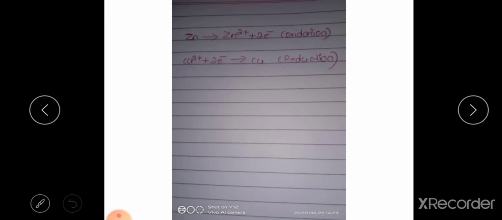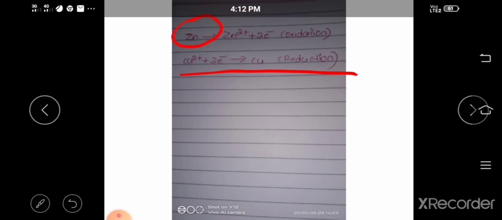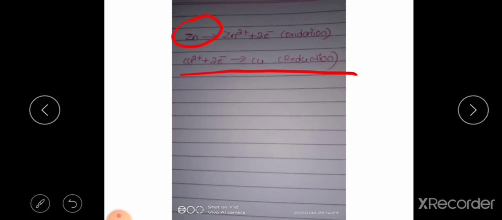Now we can see the equation of reduction. Reduction means receiving electrons. Now the 2 electrons donated by zinc are received by the copper ion, that is Cu2+. So the equation of reduction becomes Cu2+ plus 2 electrons gives Cu. Note down this equation in your textbook. So we can say oxidation and reduction take place simultaneously. So this reaction is known as a redox reaction.